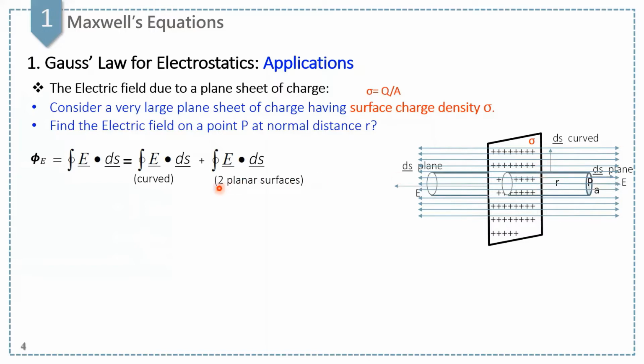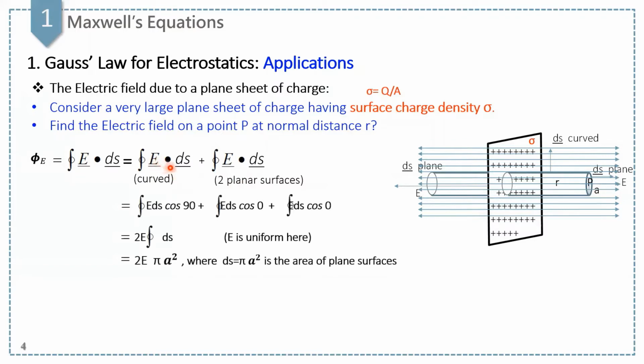Now, total flux through this Gaussian surface is electric field times the area of the curved surface plus electric field times the area of both planar surfaces. There is no contribution from the curved surface, as electric field is perpendicular to the surface area and cos of 90 degree is 0. So this term becomes 0 and we have only contribution from these two terms, and that is 2E pi a square, where pi a square is the area of the plane surface.